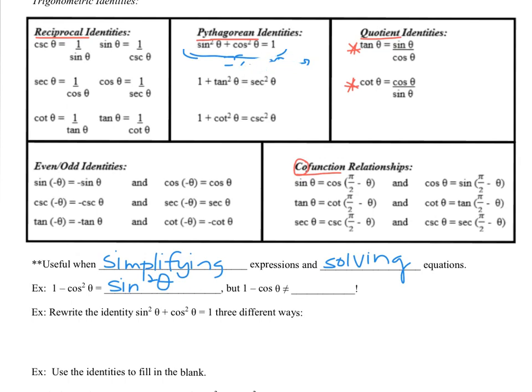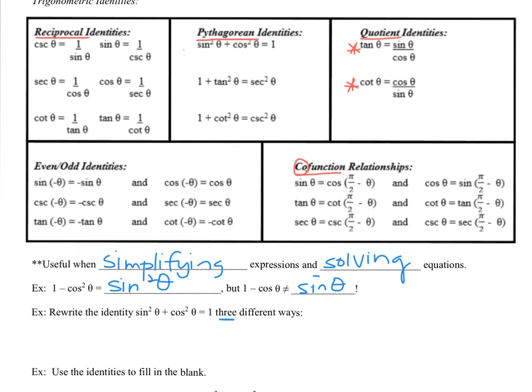But notice it won't be the same if you square root each side. So I'm just going to kind of get rid of that up here. So if you just have 1 minus cosine theta, that doesn't equal sine theta. We can't just square root that Pythagorean identity. But let's use different ways to interpret that and rewrite that identity 3 different ways.